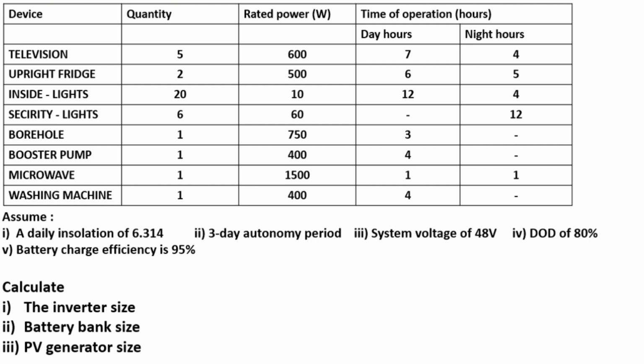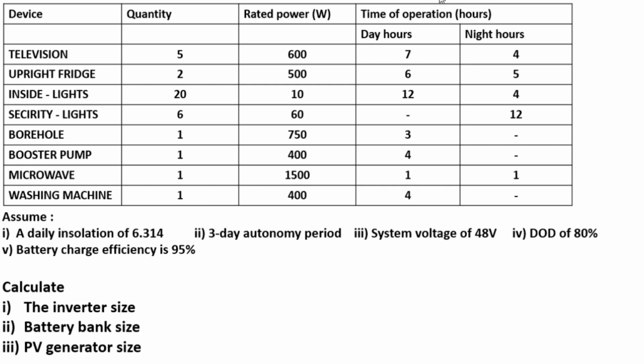The 5 televisions have a rated power of 600 watts. Our upright fridges have a rated power of 500 watts. Our inside lights have 10 watts. Our security lights have 60 watts. Our borehole pump has 750. Our booster pump has 400. Our microwave has 1500. Our washing machine is 400.